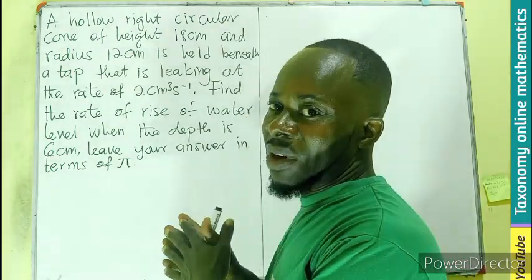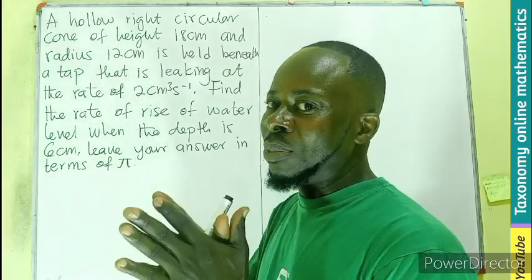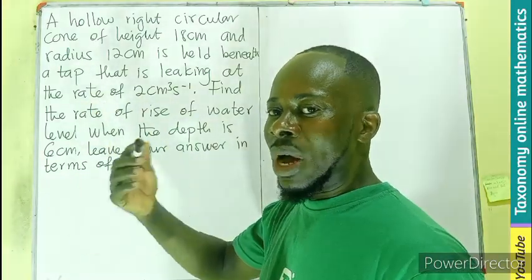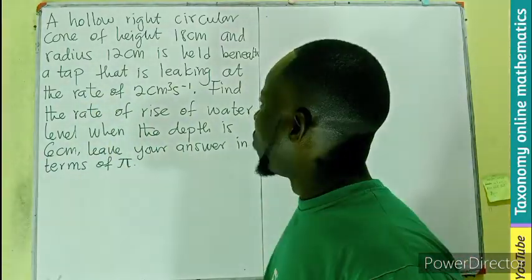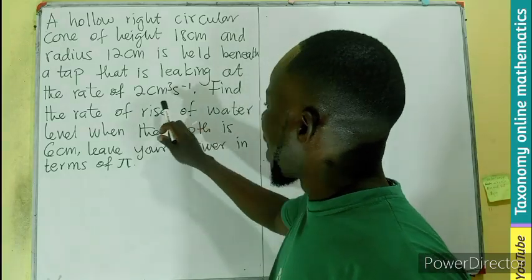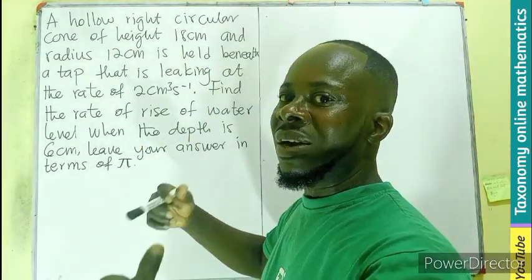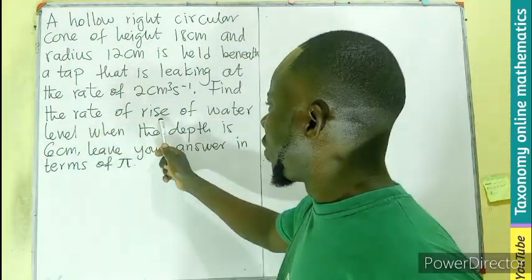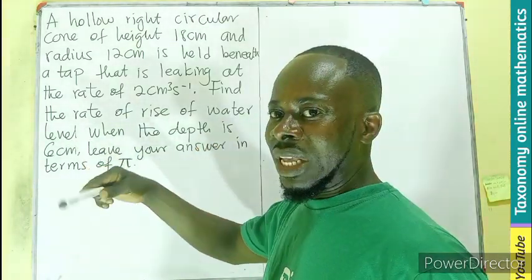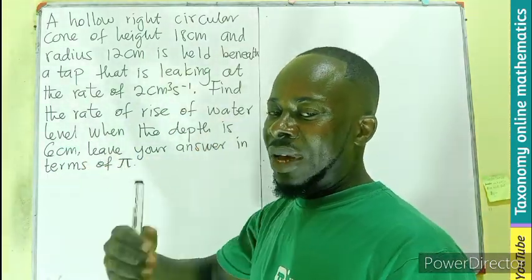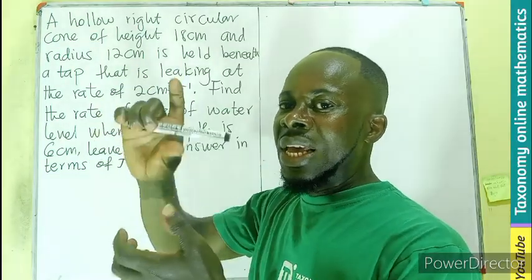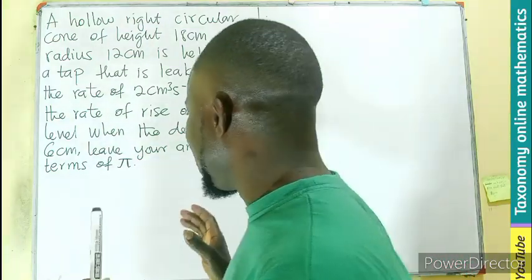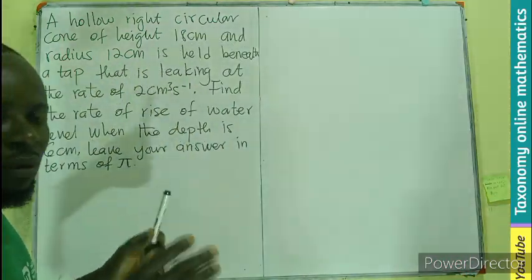So if we identify that this is differentiation as an application, this is going to be the rate of change, the rate at which one parameter is changing. And we have been given the rate at which the water is leaking. That's the rate of change of volume that has been provided. Then we are asked to find the rate of change of water level. The water level is talking about the height, the rate at which the water level is increasing when the water itself is leaking from the tap. That is what we are looking for. So we have in mind the rate of change.